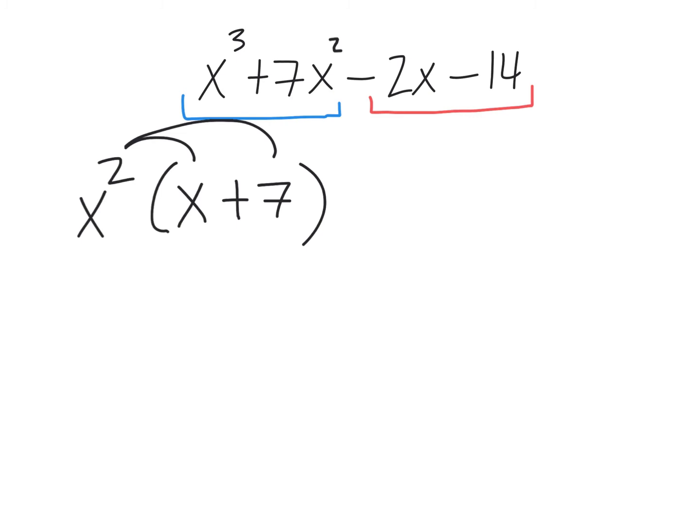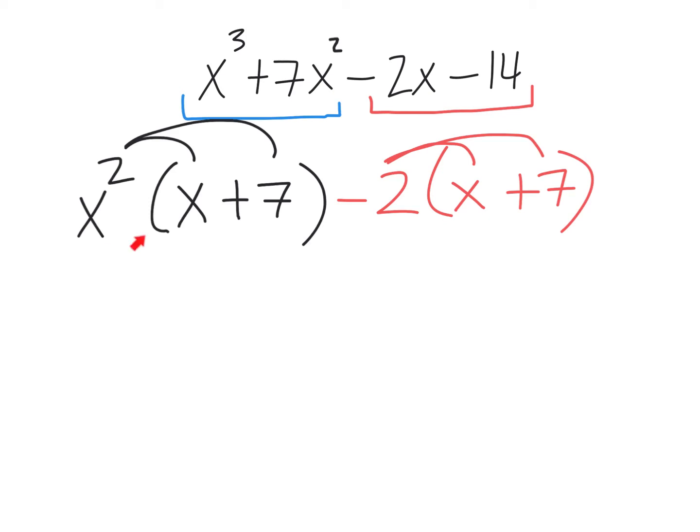I was supposed to be doing this in two different colors, so I'll just do this in red so we can see the difference. When I factor out a negative 2, negative 2 times x is negative 2x, and negative 2 times positive 7 is negative 14. This one in black in the front should have been in blue.